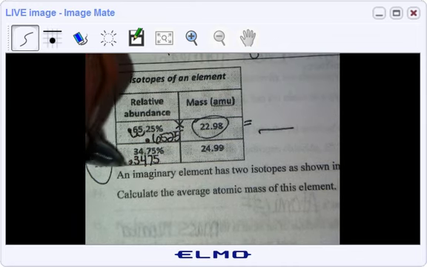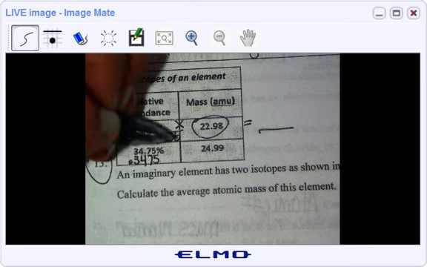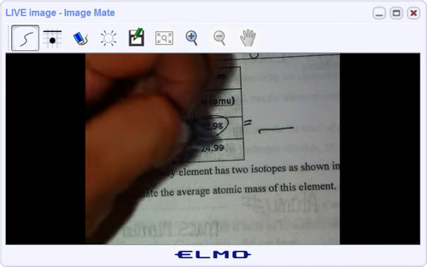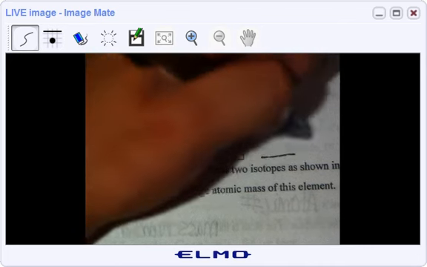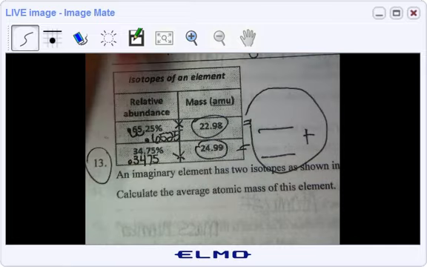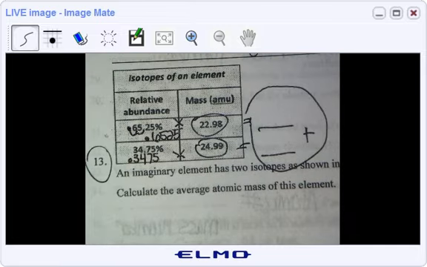And you do the same thing here. 0.3475 times the mass equals a number. You add them together, whether it's 2, 3, or 4 of them. You add them together and that's your final answer. So I'm going to type it in my calculator.